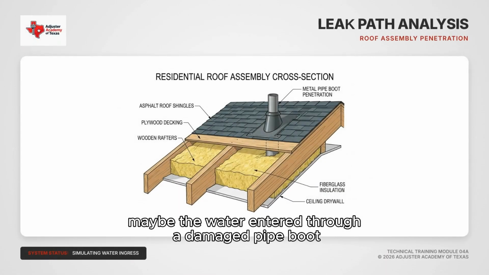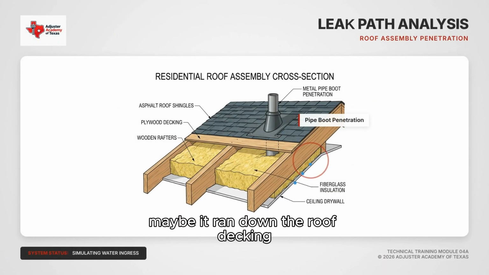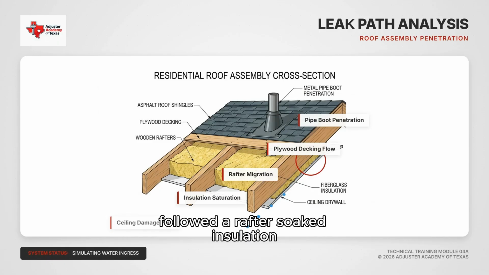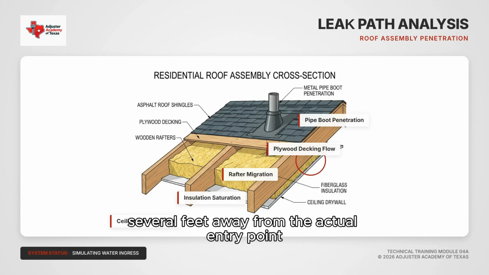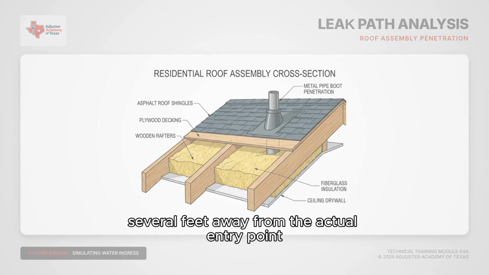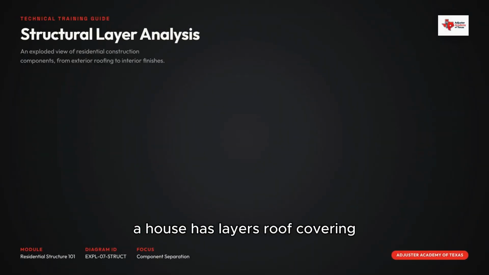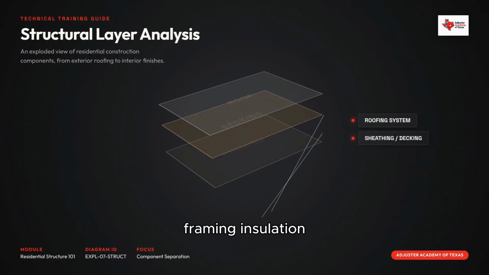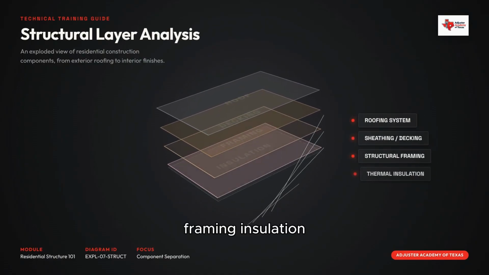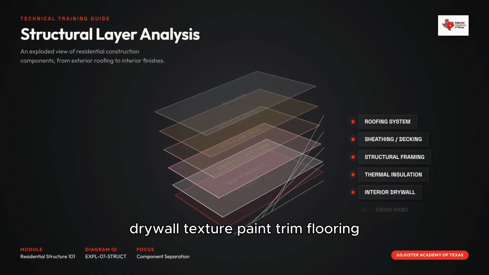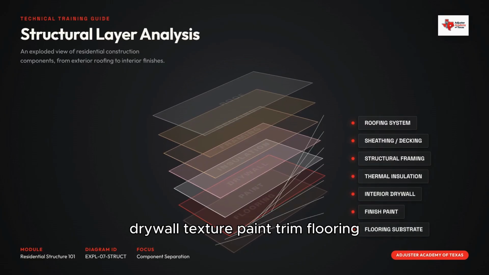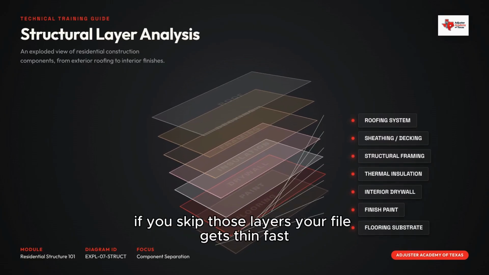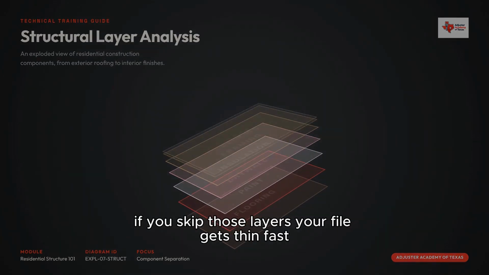Maybe the water entered through a damaged pipe boot. Maybe it ran down the roof decking, followed a rafter, soaked insulation, and dripped onto the ceiling several feet away from the actual entry point. A house has layers: roof covering, underlayment, decking, framing, insulation, drywall, texture, paint, trim, flooring. Every layer can tell part of the story. If you skip those layers, your file gets thin fast.